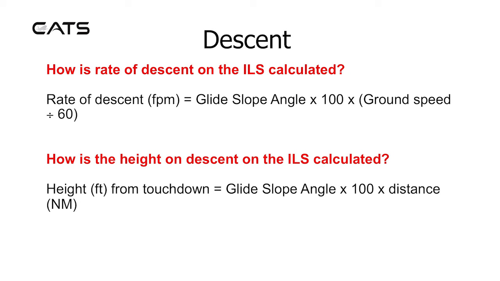Descent. How is rate of descent on the ILS calculated? There's a formula. Rate of descent in feet per minute is equal to glide slope angle multiplied by 100 multiplied by the ground speed divided by 60. How is the height on descent on the ILS calculated? Height in feet from touchdown is equal to glide slope angle multiplied by 100 multiplied by the distance in nautical miles.